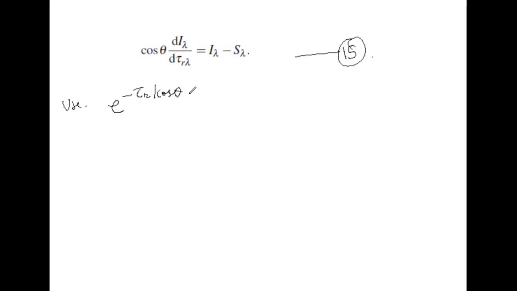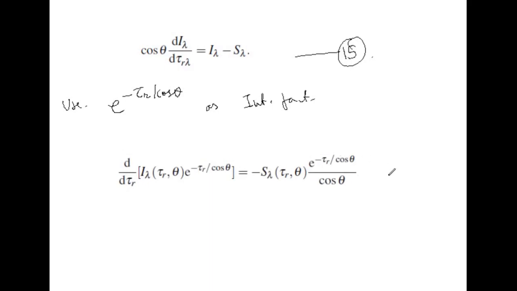Here, this is equation 15, where now let us use e to the power minus tau r by cos theta as integrating factor, and then after performing some algebra, you will find that we will get this relationship here. This is 16 and this one is 17.